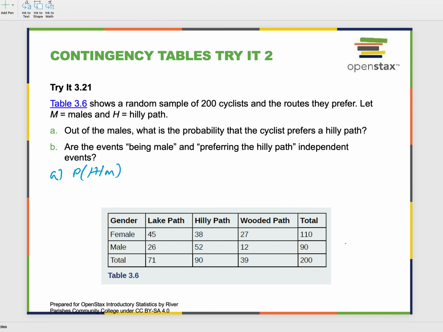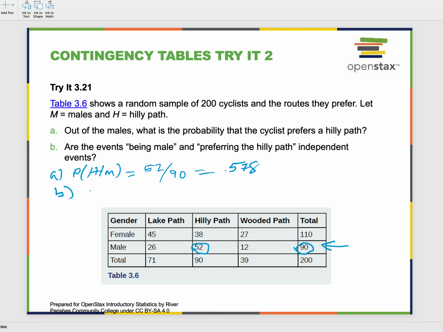So now it says, okay, I'm in this row. I'm interested in this total and how many preferred hilly. So it becomes, in that row, 52 males preferred hilly out of 90 total males, which is what? 52 divided by 90, or 0.578. Let's do 3 decimal places this time. 0.578, which is 57.8%.